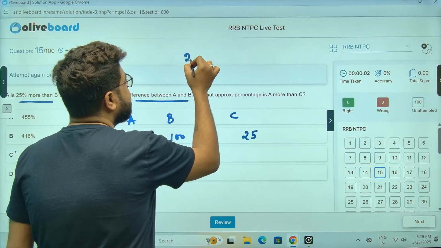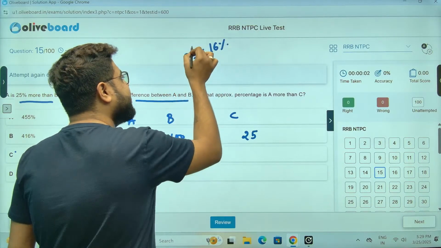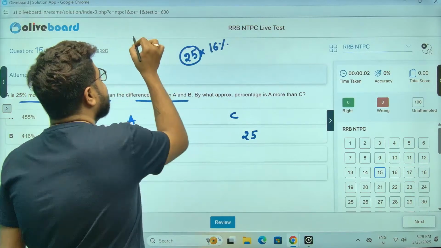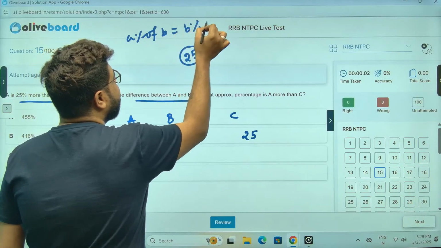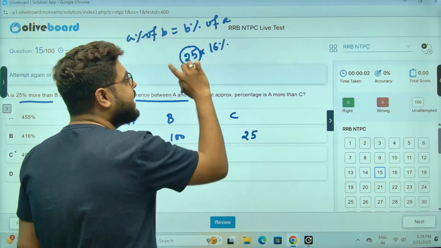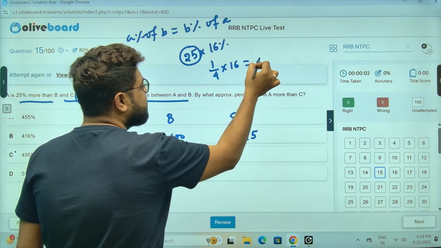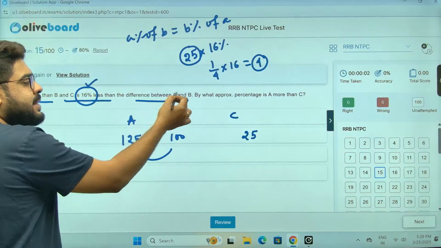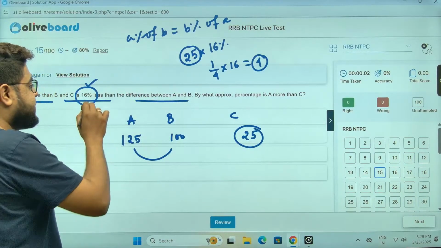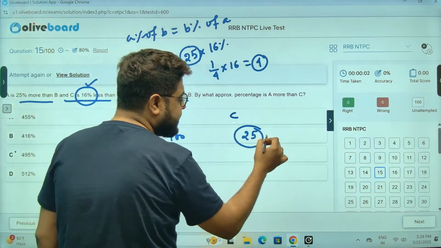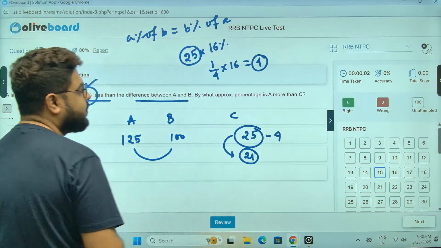Achha, let's do one thing. 16% of this, 16% of 25. It means 25% of 16, because A percent of B is equal to B percent of A always. I can interchange, because 25% is 1/4 of 16, that is 4. That means 4 less than the difference between A and B. 16% less than. So 4 less than this. That means, sir, this C is 21. C value is 21.